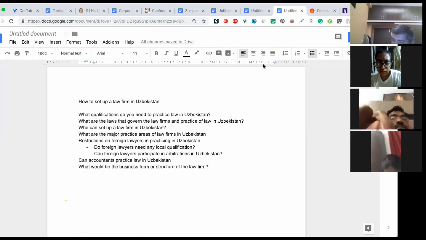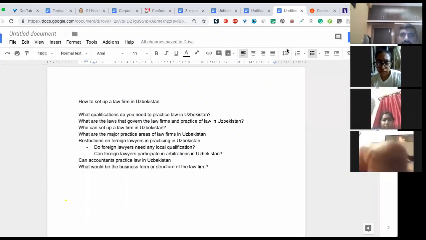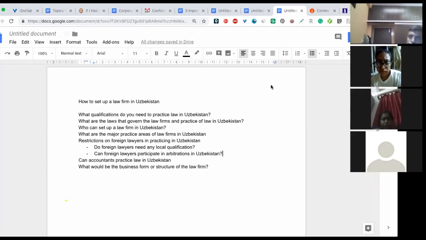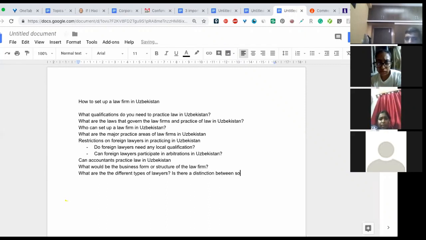Okay. What are the important sectors of practice, Siddharth? We have added this already. What kind of services will the law firm provide? Uzair has said, we have already added. Same question, right? Does it have a differentiation of solicitor and lawyer like in the UK? Good question, right? So we can add this also. I mean, no problem. What are the different types of lawyers? Is there a distinction between solicitor and counsel, right?